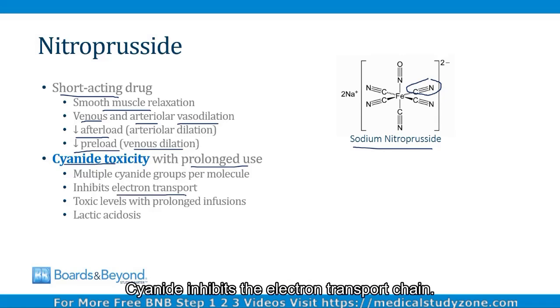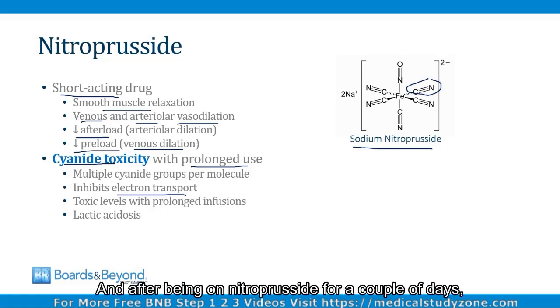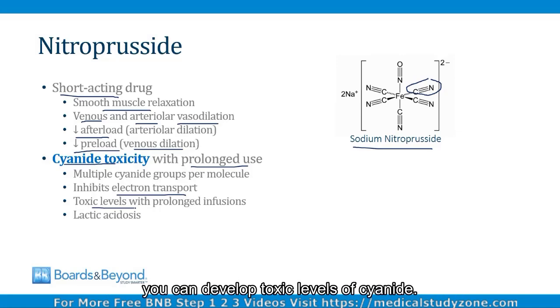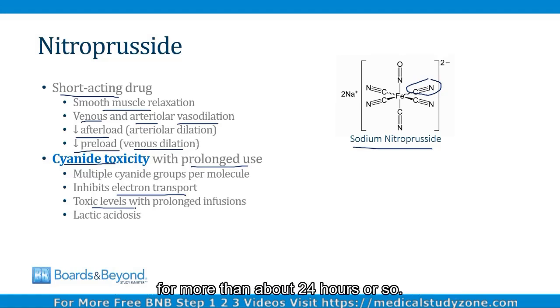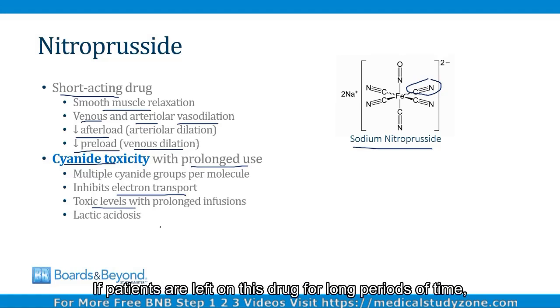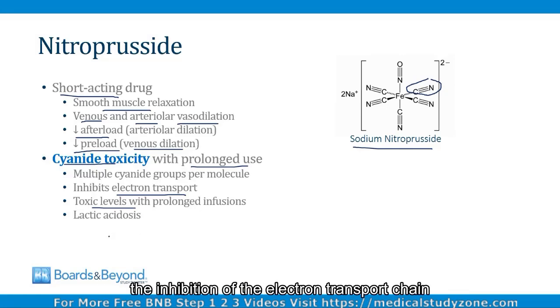Cyanide inhibits the electron transport chain, and after being on nitroprusside for a couple of days, you can develop toxic levels of cyanide. This generally never happens in the modern era because we don't allow patients to stay on this drug for more than about 24 hours or so. If patients are left on this drug for long periods of time, the inhibition of the electron transport chain will lead to a life-threatening lactic acidosis.